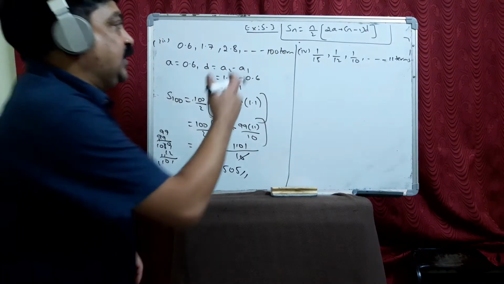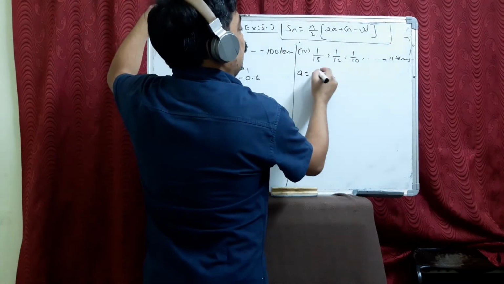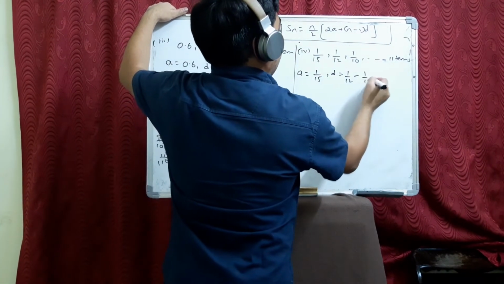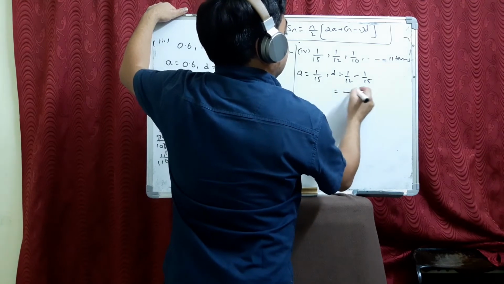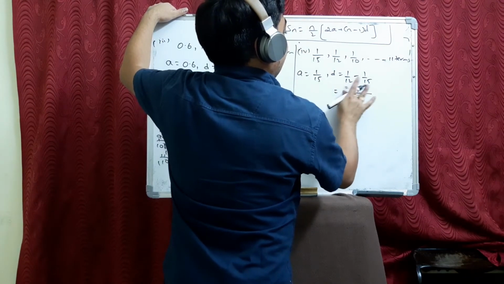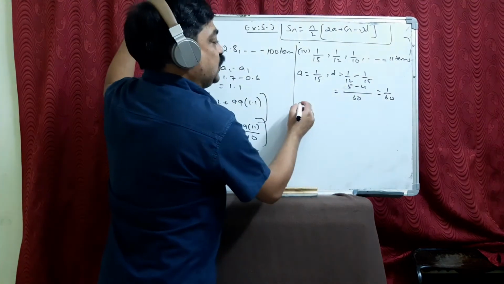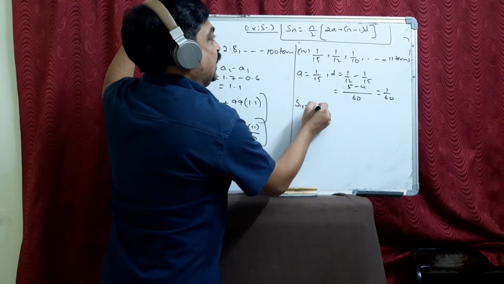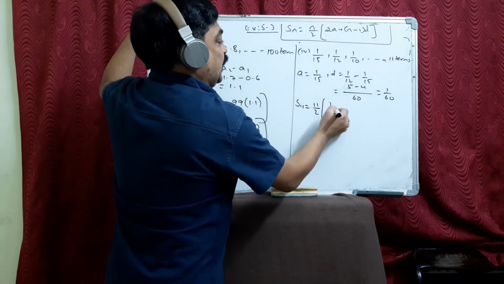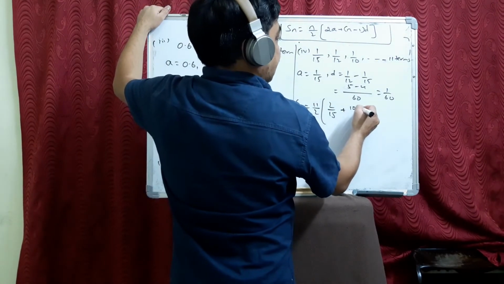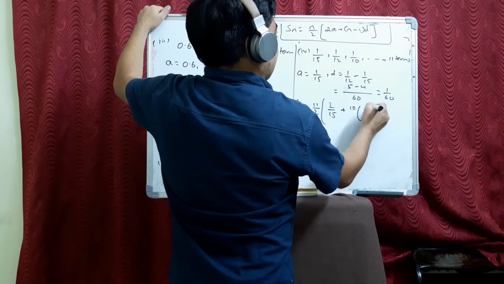Okay. And here A is equal to 1 by 15, D is equal to 1 by 12 minus 1 by 15, LCM will be 60, 5 minus 4, 1 by 60. And we are asked to find S11, 11 by 2, 2A, 2 by 15, plus 11 minus 1, 10, D is 1 by 60.